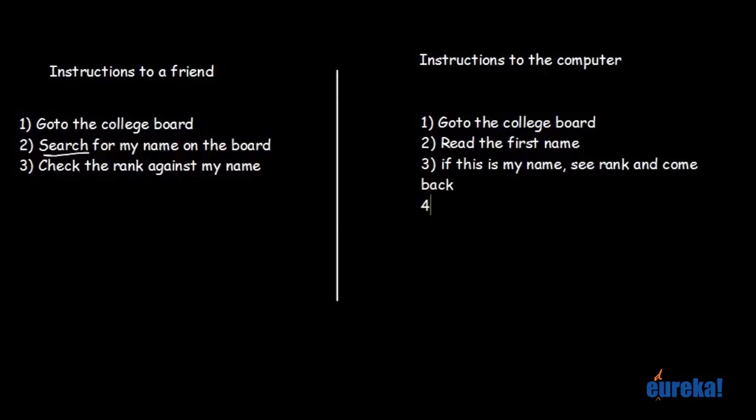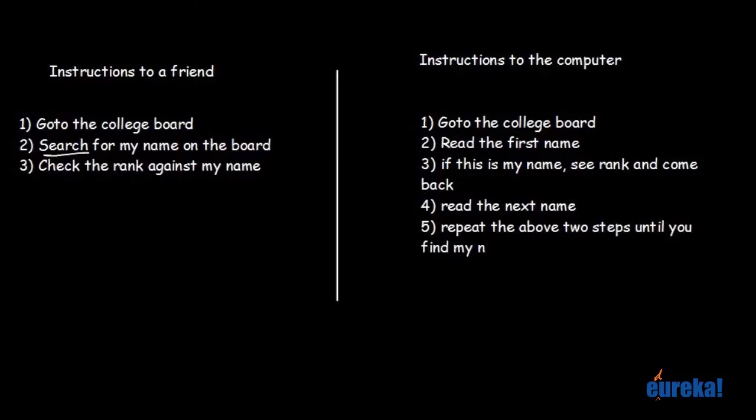Now if this is not your name, what does he need to do? He needs to read the next name. So read the next name. What happens after he reads the next name? He needs to again check whether it's your name, which is nothing but step 3 again. So we're going to keep repeating step 3 and step 4. Till what time? Till you find my name. So we repeat the above 2 steps until you find my name. So these are the instructions to the computer.